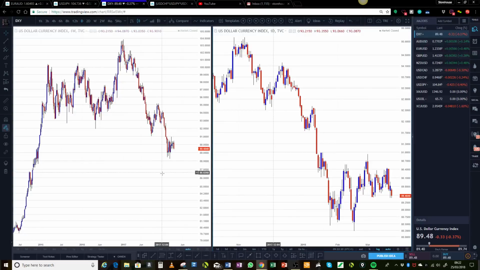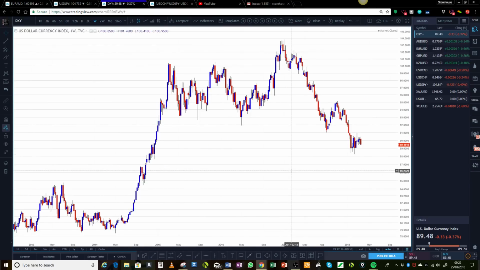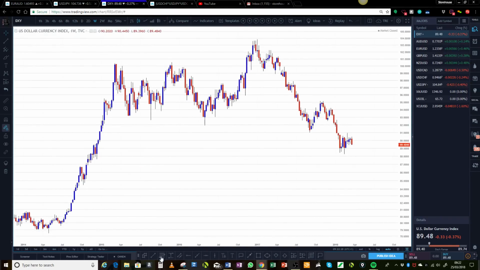Okay, let's get into the charts now. So we're going to start with the US dollar, just looking at the weekly and looking at the daily for shorter term income. So we can see on the weekly there hasn't been too much movement.